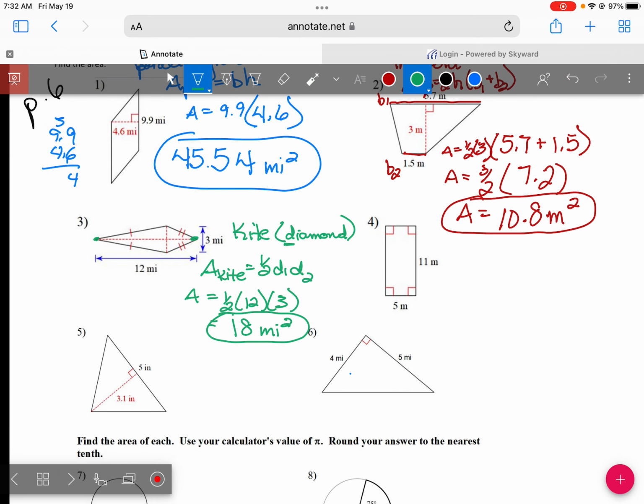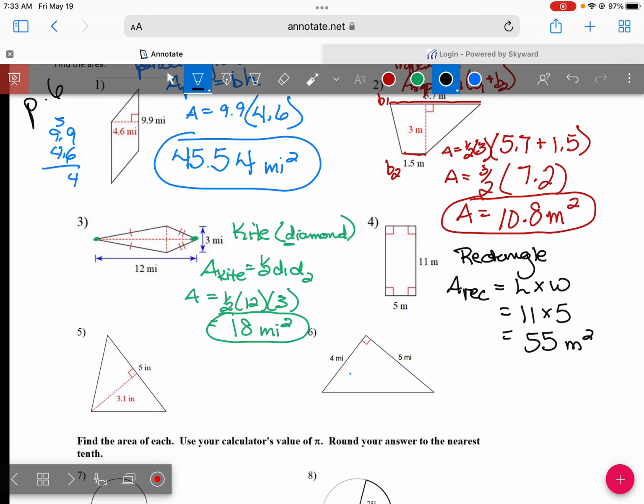All right, number 4. What is that figure? What is the figure in 4? Square, rectangle. Yes, rectangle. I don't know that we even gave you the formula for a rectangle. I think we thought you probably knew it, which is length times width. Length times width, 11 times 5 is 55 meters squared. Because you are finding area. Area is always squared.